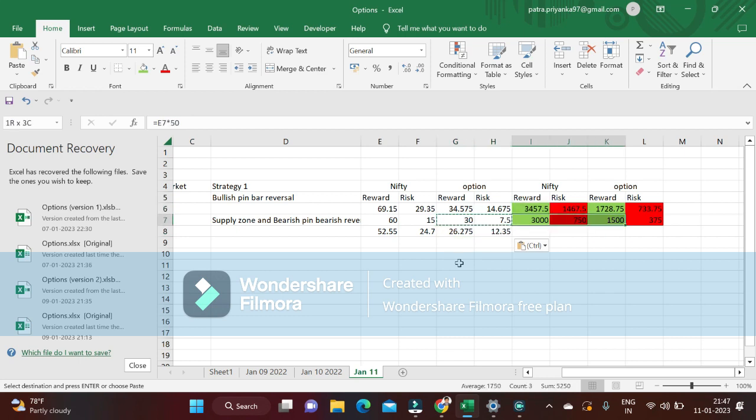So we'll convert into rupees with a 50 lot size. How much potential will we be able to see? Look, 2627 is your potential and 1235 is your loss, so it is still 2:1, so your reward side is bigger.